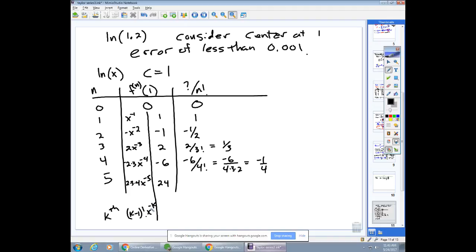And then I plug in my center, which is 1. So I'm always going to end up with a k minus 1 factorial divided by k factorial, which is always going to be 1 over k. And then I'm going to have a little multiplier of negative 1 to the power k minus 1. So the natural log has coefficients that come from the alternating harmonic series.